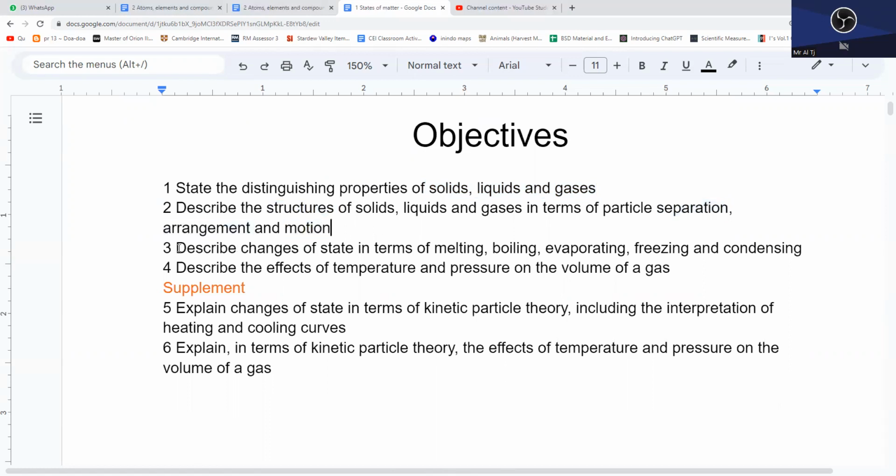Next, we have discussed the changes of state of matter. There are several types of changes of state possible here. Next is the state of matter in terms of the kinetic particle theory, and the interpretation of the heating curves. The cooling curves are the opposite of the heating curves.